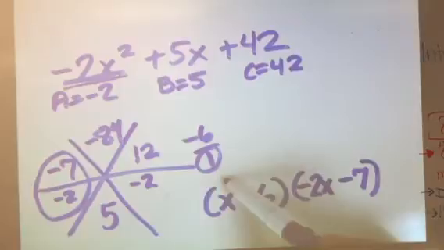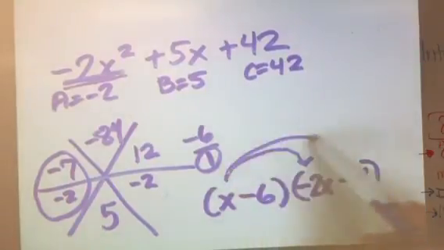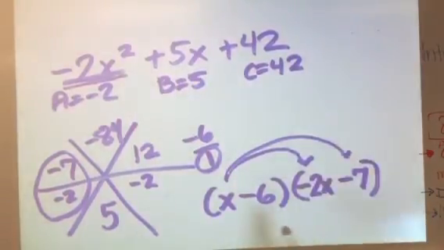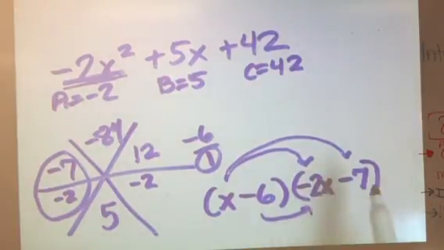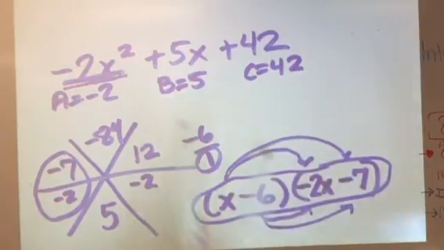A quick check is to do x times negative 2x. That does give me negative 2x squared. X times negative 7 gives me negative 7x. Negative 6 times negative 2x is positive 12x. So negative 7x and positive 12x gives me 5x. And negative 6 times negative 7 is positive 42. So this does check, and when multiplied gives me the original quadratic. Good luck.